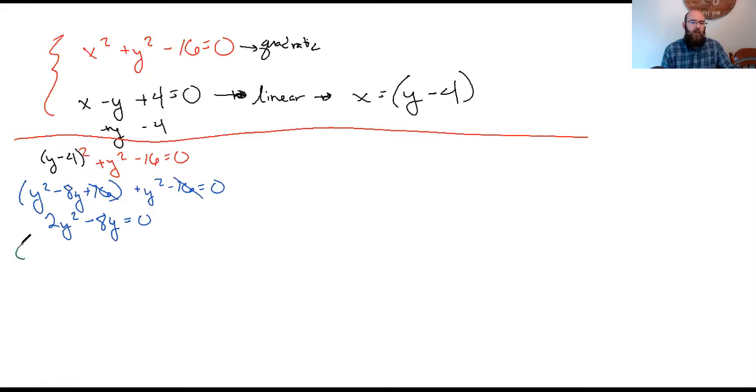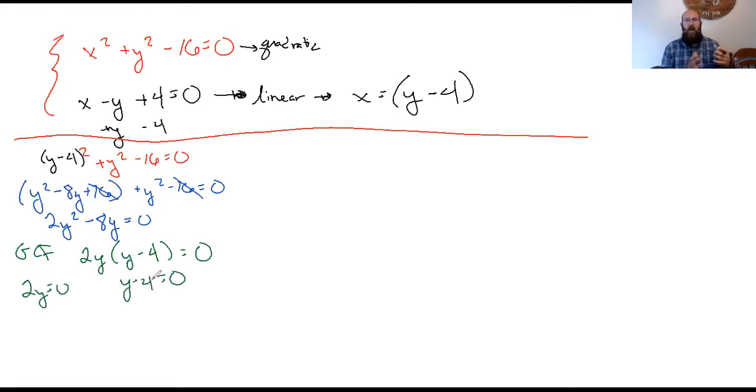So I'm going to factor using the GCF, or the greatest common factor. What's the greatest thing that these both have in common? And it ends up being 2y. So I've factored that greatest common factor out. And now I'm actually going to set each of these pieces equal to 0. So 2y equals 0 and y minus 4 equal 0.